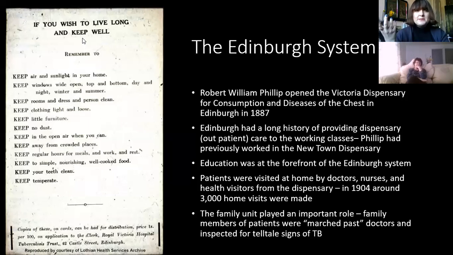So how did Scottish medicine react to this problem of TB in Scotland? The most influential contribution that Scottish medicine made to tuberculosis treatment in this period was something called the Edinburgh System. And this was designed by a man called Robert William Philip, who opened the Victoria Dispensary for Consumption and Diseases of the Chest in Edinburgh in 1887.